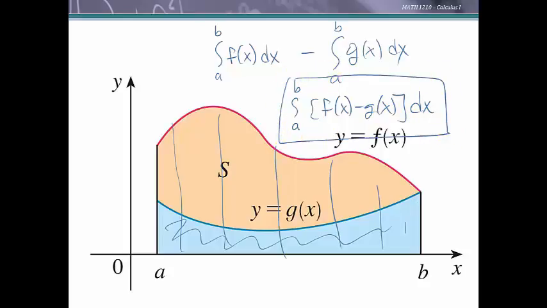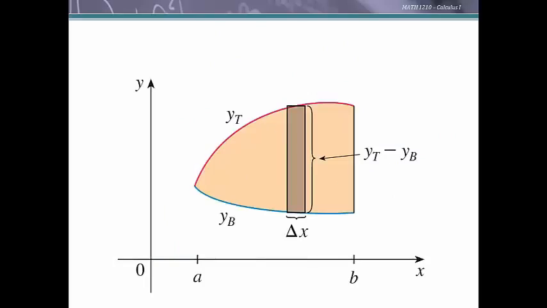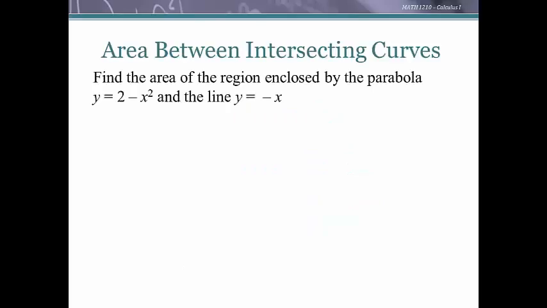It's going to work if f goes above and below and g goes above and below. The only requirement is f always needs to be greater than or equal to g. So we need to make sure that as we do this, we are using y of the top function, meaning the one that's greater, and y of the bottom function, and we need to make sure we have it correctly. So often we will draw a sketch or a picture so we can get a sense of what's going on with that. So let's see an example.